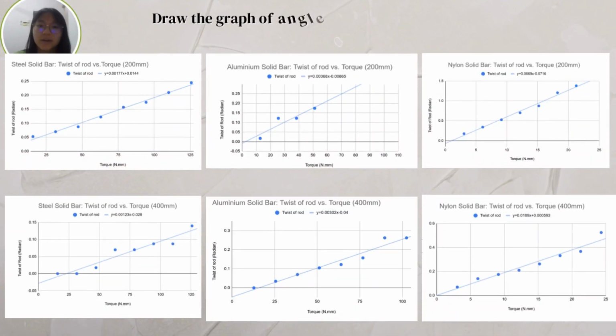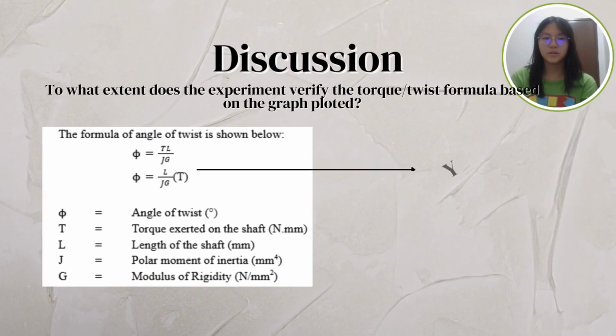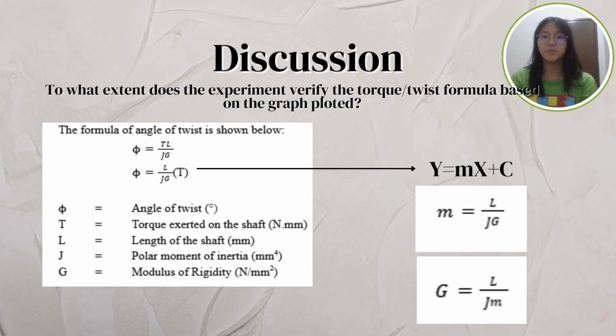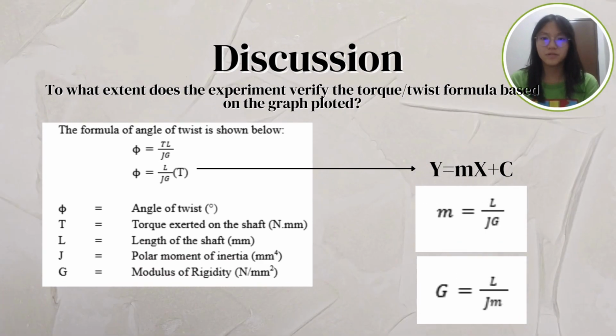Next is the discussion part. We will draw the graph of angle of twist against torque for both the 200 mm and 400 mm lengths of the 3 material solid bars, and we will calculate the linear equation for each graph. The first question is, to what extent does the experiment verify the torque or twist formula based on the graph plotted? The formula of angle of twist is shown below.